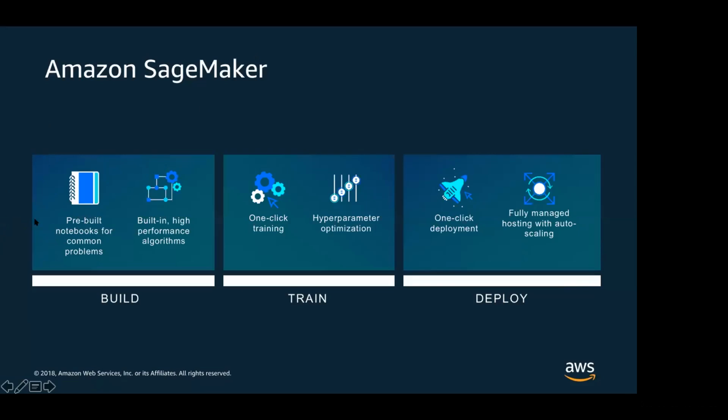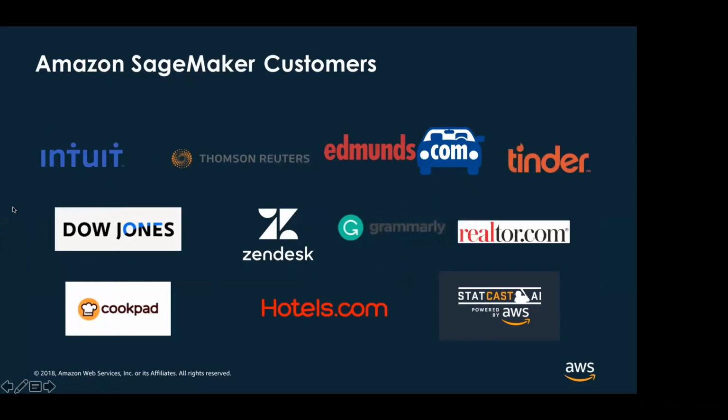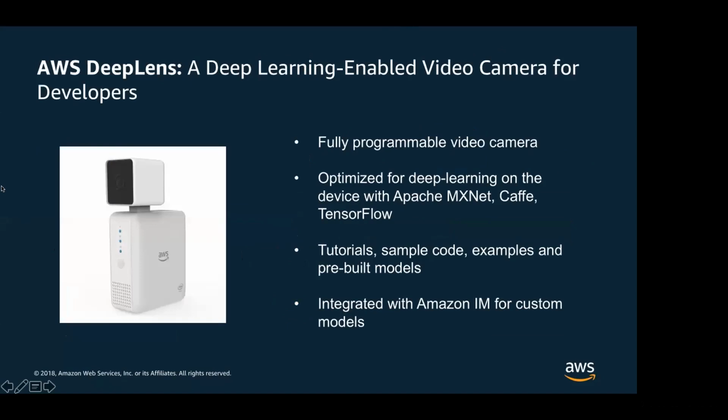Right. So some of the customers that are using SageMaker: Intuit, Tinder, Realtor. There is a cool demo that is StatCast, which is the statistics of the baseball league. Also Hotel Zendesk, the Dow Jones, etc. And in the same way, we have another product.